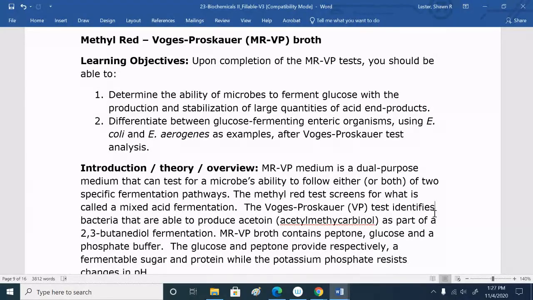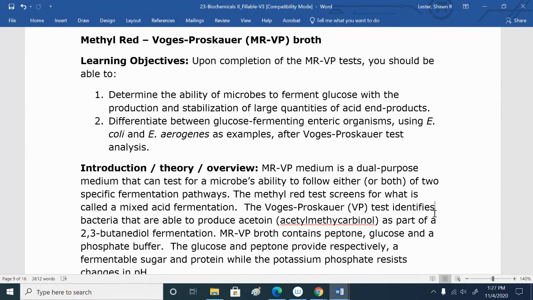In both cases, we're looking for red color. In the case of the VP, it's kind of a cloudy red layer at the surface into the broth. Now the methyl red, if you agitate the tube, the whole tube should turn red. If you don't really agitate it, it'll just be red in the upper half. But red color is what we're looking for in both of these tests.